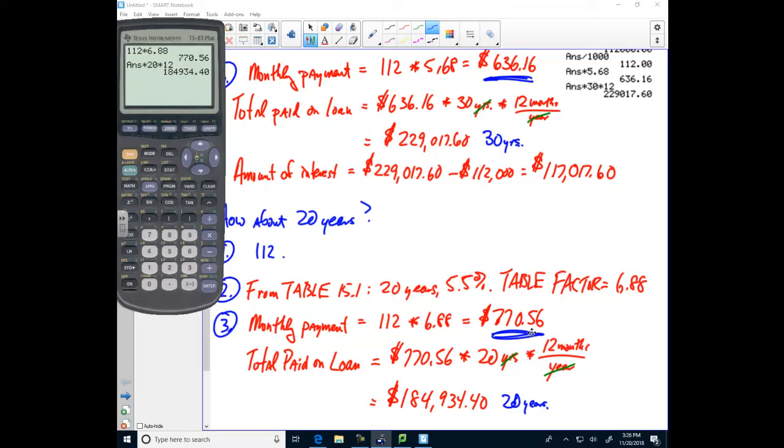The amount of interest that you save, doing 20 years versus 30 years, you save $44,083.20 just on interest. I love it when the light bulb comes on. So that's the whole trick. If you take a longer term on a loan, your payments are lower, but ultimately long term, you pay a lot more money in interest.